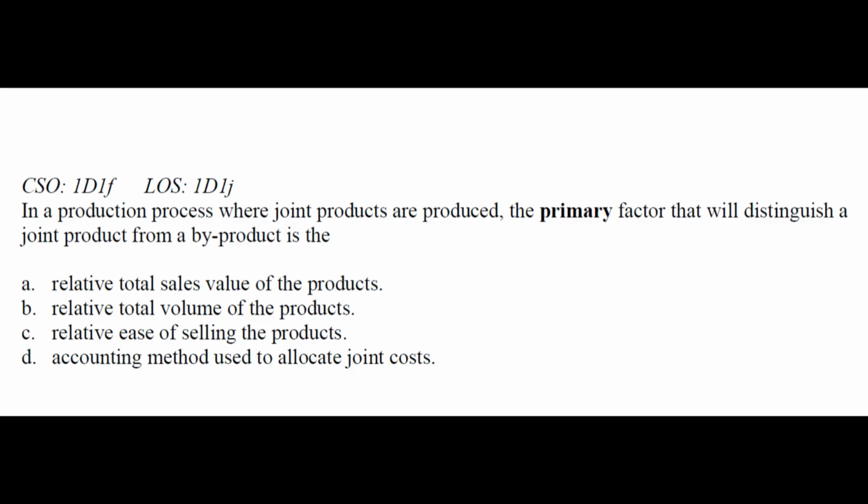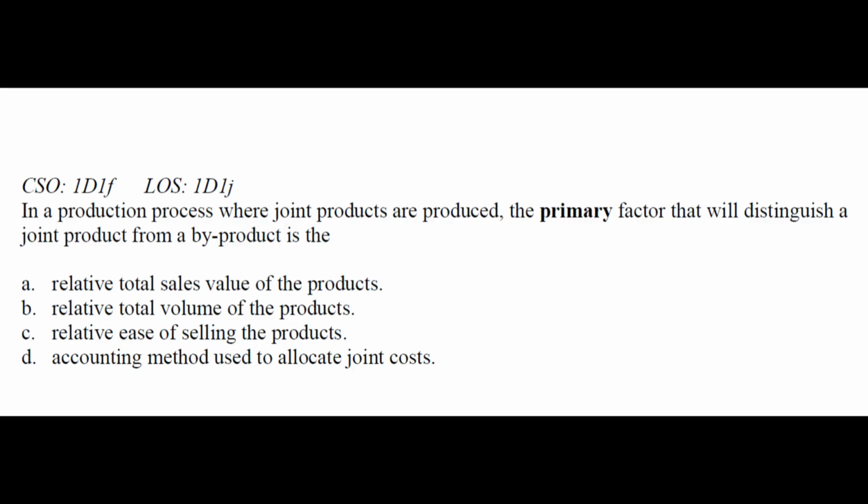B. Relative total volume of the products. Incorrect. Quantity or volume does not determine classification. A low-volume product can still be a joint product if its value is high.